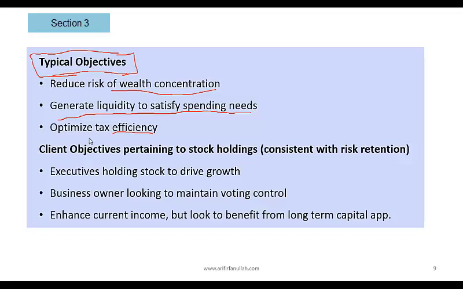So there are options. We discussed asset location. We discussed, should you keep your money in tax deferred accounts or tax exempt accounts? We've discussed two or three of these permutations and combinations. We also discussed generation skipping accounts. I think this also ties into concentrated holdings. Okay, so let's look at client objectives pertaining to stock holdings.